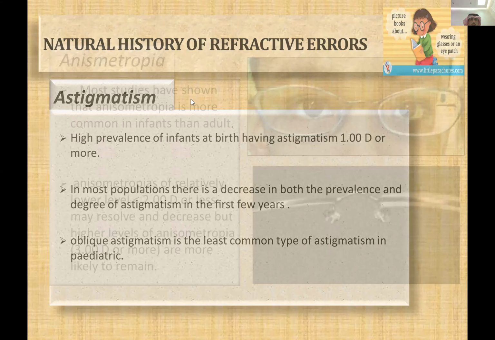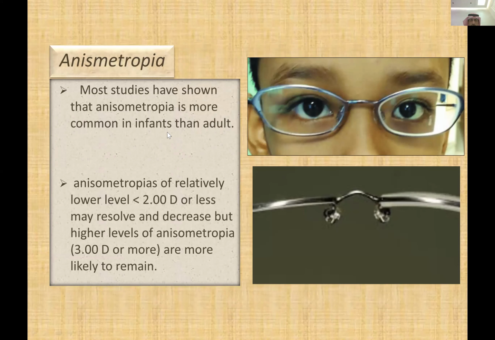Anisometropia: studies have shown that anisometropia is more common in infants than adults. That means the anisometropia in a child usually tends to decrease with time, but some anisometropia, if it's high, will not. As we see here, anisometropia of relatively lower level, 2 diopters or less, will resolve and decrease, but higher levels of anisometropia, 3 diopters or more, are not likely to improve.